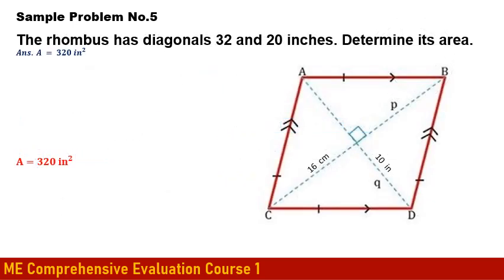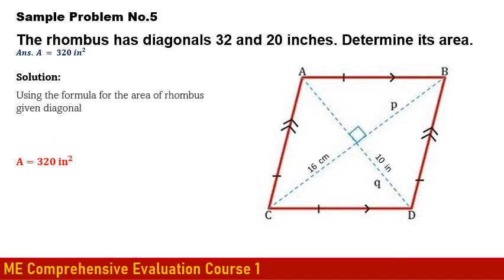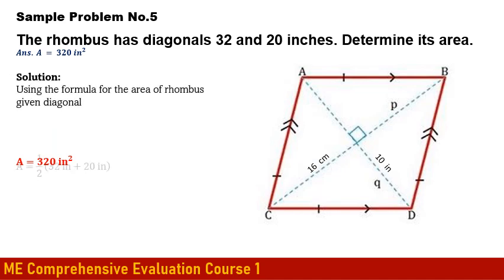Sample problem number 5. The rhombus has diagonals 32 and 20 inches. Determine its area. So in this problem, we're given the diagonals. So for our rhombus, we have these two diagonals here. The first one has a diagonal of 32 and the other one is 20. If we're going to determine the area, we know that the formula for the area of the rhombus given the diagonals is equal to 1/2 d1 and d2.